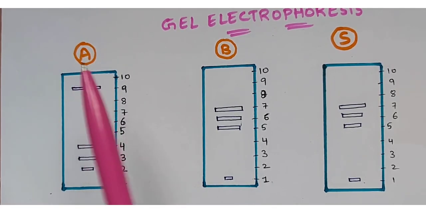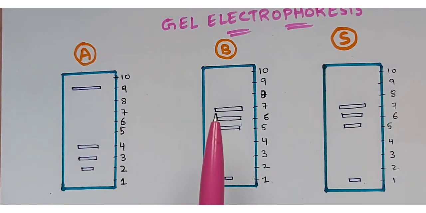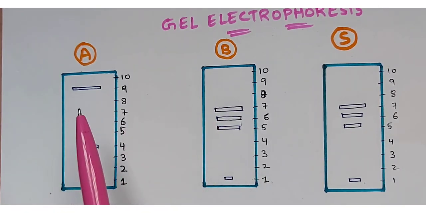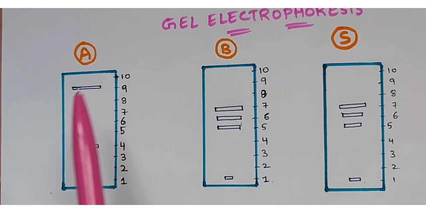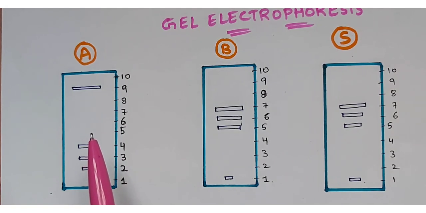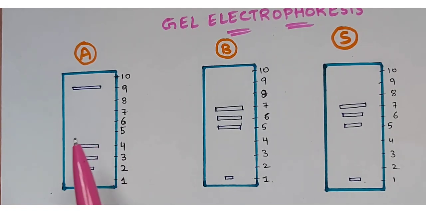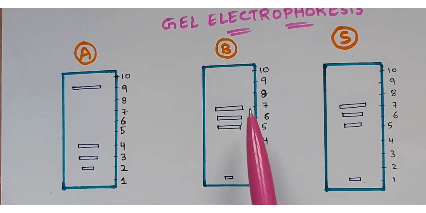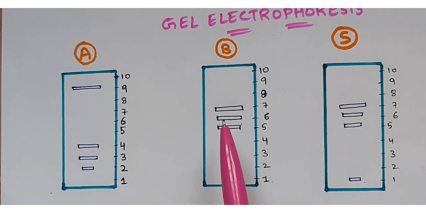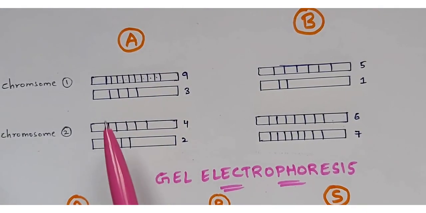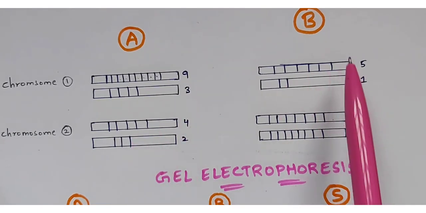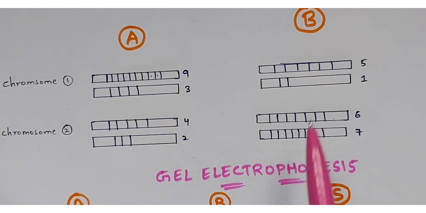Now what is the main purpose of gel electrophoresis? Here the repetitive sequences will be separated based upon their size. This is the first slide, where you are going to add the DNA sample of individual A, and this is the second slide where you are going to add the DNA sample of individual B. Here we have chosen 2 chromosomes. This will be your first chromosome and this will be your second chromosome. Similarly, it applies here also.